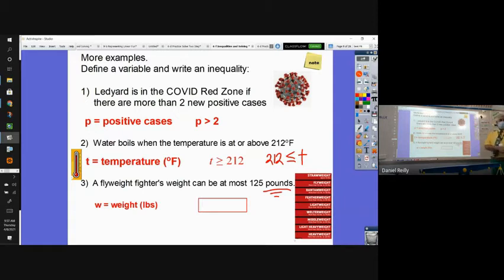Okay, what is the inequality? Cole. W is less than or equal to 125. W is less than or equal to 125 is exactly what I have. Hooray, I'm correct. At most, 125 means that 125 pounds is okay. So that's why the equal to sign is included. If he's 115 pounds, he's also good, okay?